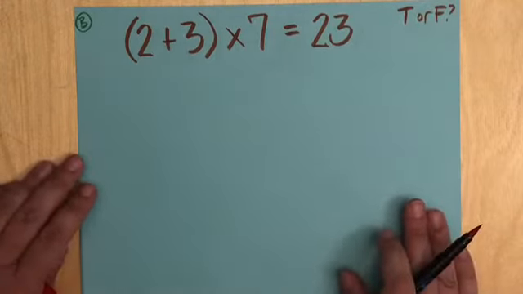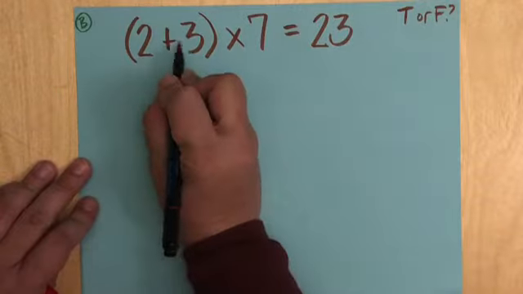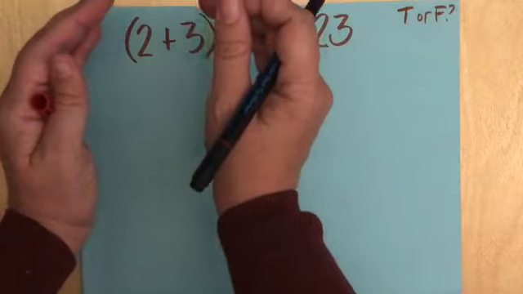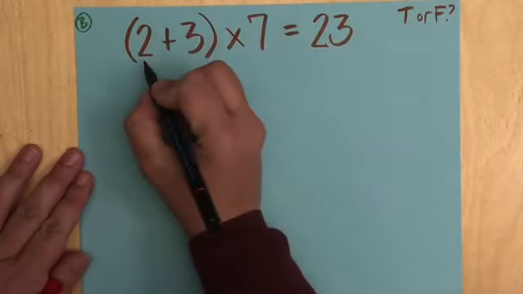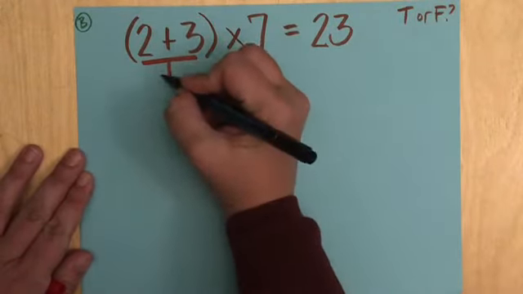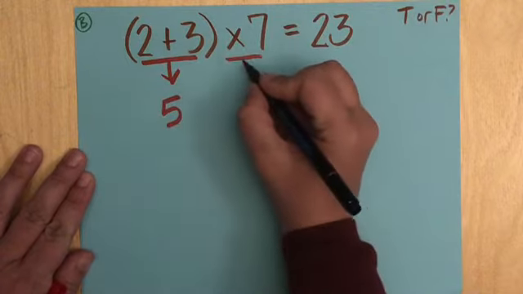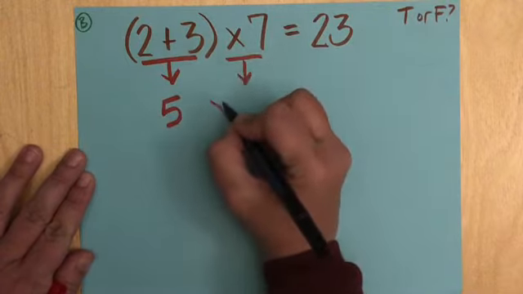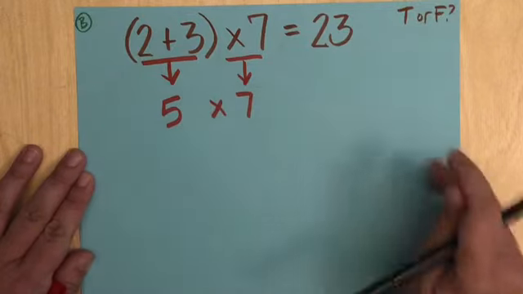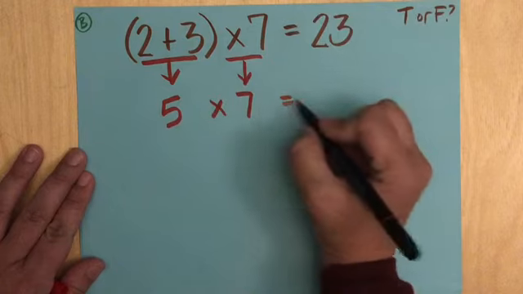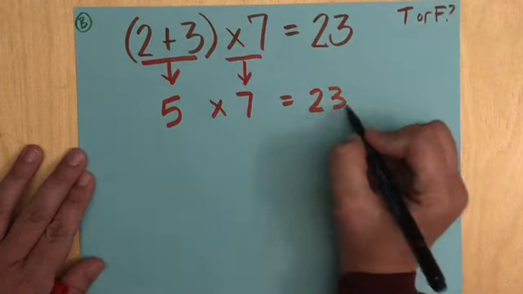All right, let's solve it. So 2 plus 3 is what I'm going to solve first because parentheses mean to solve me first. 2 plus 3 is 5. And then I'm going to bring all this down too. I haven't used it yet, so it needs to be part of my next step. So I'm going to have 5 times 7 equals 23.